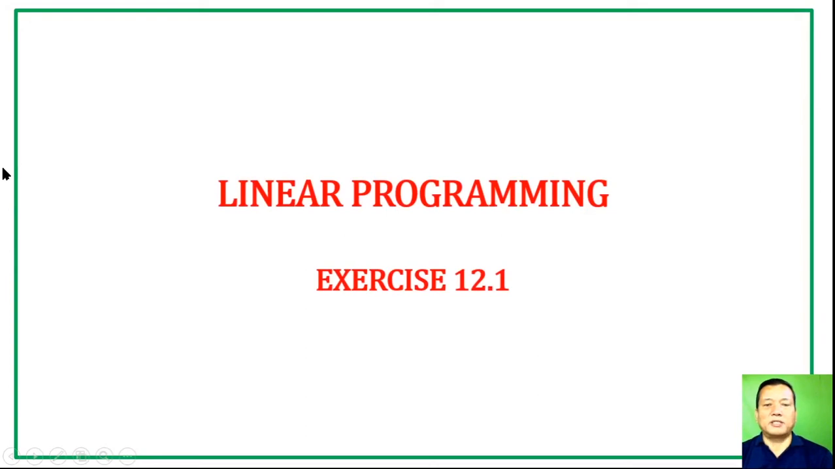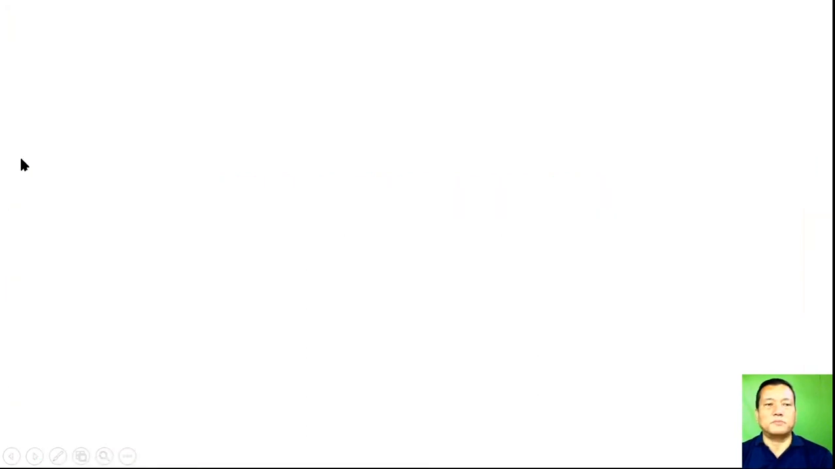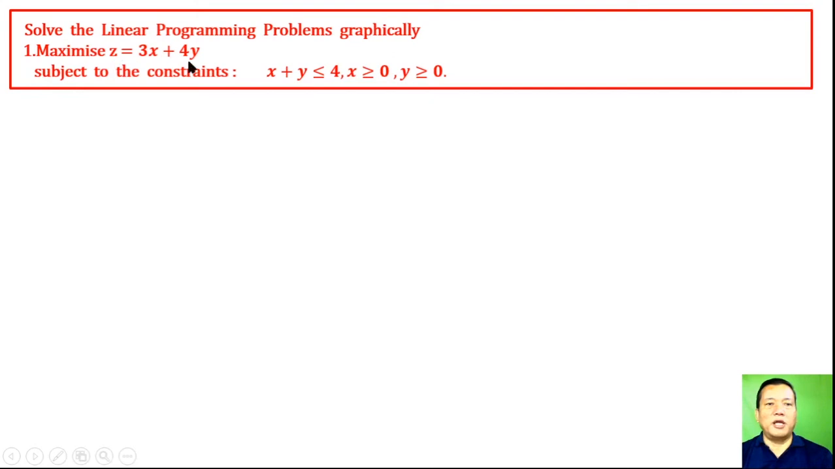Linear programming, exercise 12.1. Solve the linear programming problems graphically. Maximize Z equal to 3x plus 4y subject to the constraints x plus y less than or equal to 4, x greater than or equal to 0, y greater than or equal to 0.